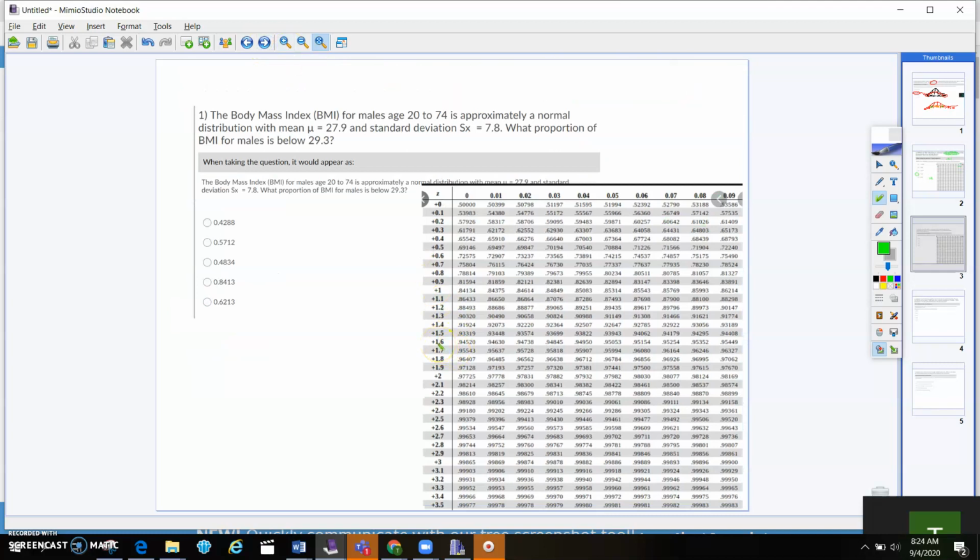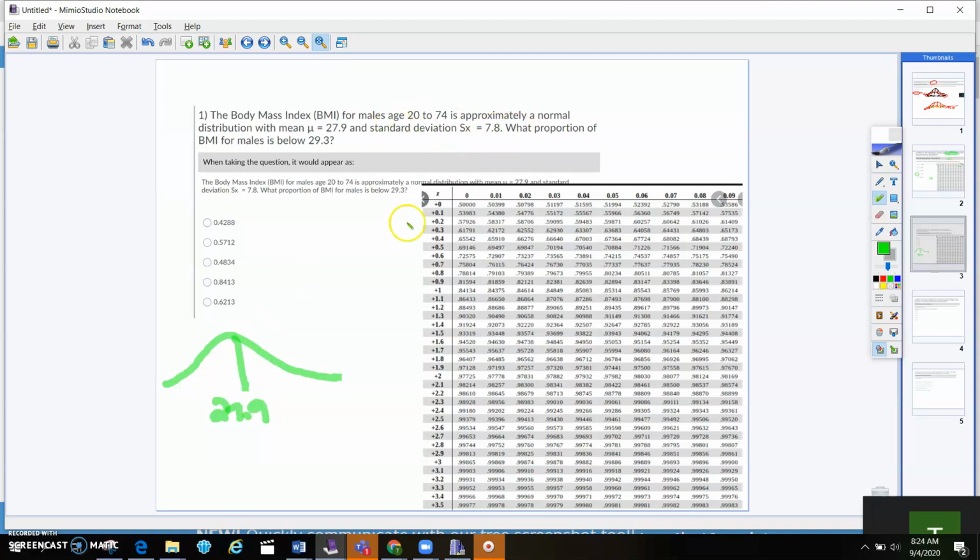A lot of you had a question on this one. It says the body mass index for males aged 20 to 74 is approximately a normal distribution with a mean mu of 27.9 and a standard deviation of 7.8. What proportion of BMI for males is below 29.3? The first thing I want to do is acknowledge the fact that this is normally distributed, and that the mean is 27.9.